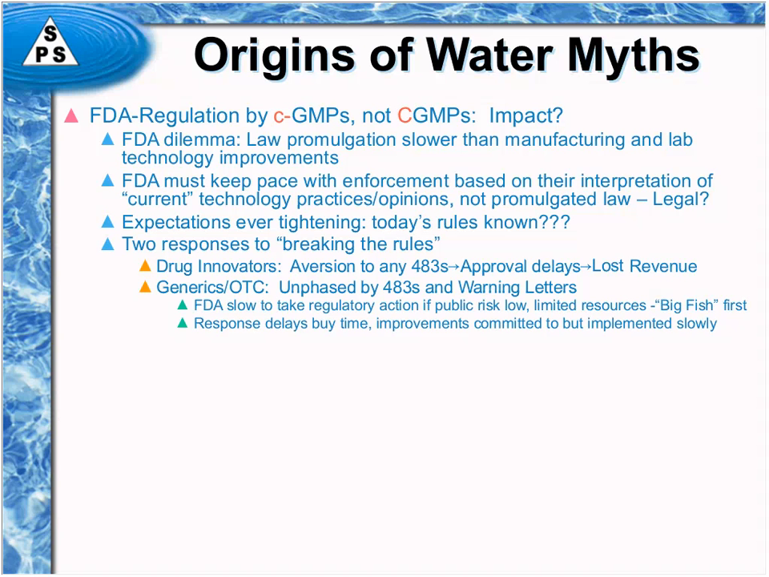And so what happens in this is that the response time, perhaps to inadequate replies to 483s and warning letters, is pretty delayed. And it also slows down the ability of the commitments to actually be implemented. So everything moves at sort of a slower pace when it comes to the generics and OTC industry, because any kind of commitments, which are usually for improvements, usually impact the profitability of the organization because it costs something, and it's a pretty low margin business to begin with.